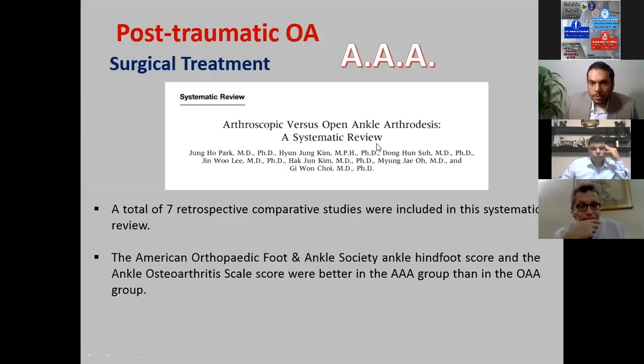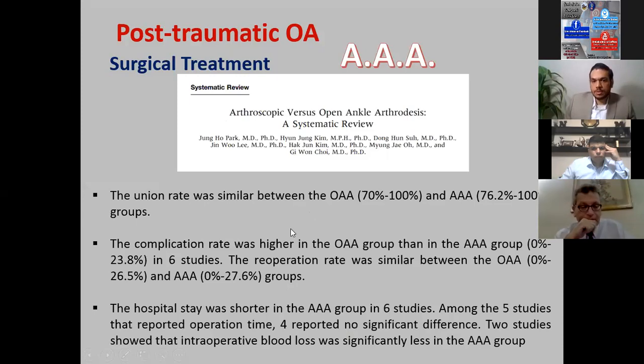So, arthroscopic versus open ankle arthrodesis, this is a systematic review. A total of 7 retrospective comparative studies were included. The follow-up scores were better in the arthroscopic group. The union rates were similar between the two groups. Complication rates are higher in the open group. The reoperation rate was similar between the two groups. Hospital stay and blood loss were less in the arthroscopic group, and there was no difference in the operative time in 4 of these studies.